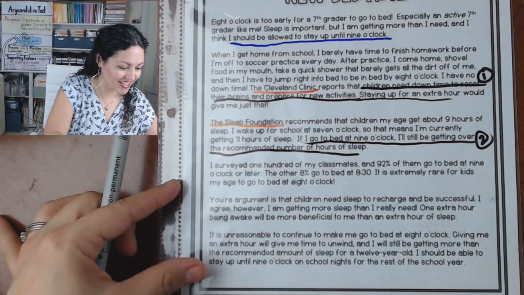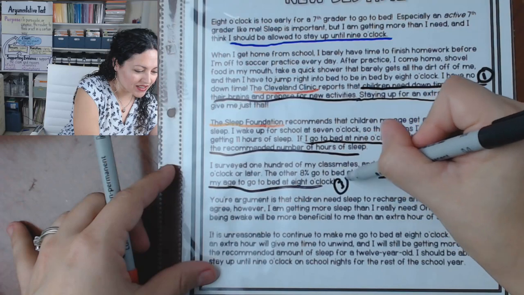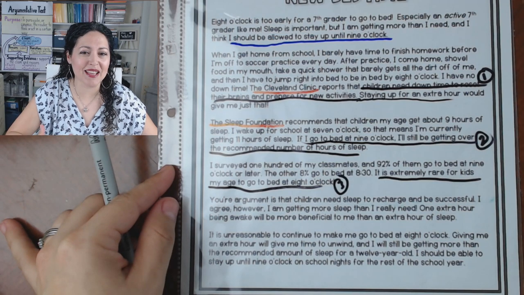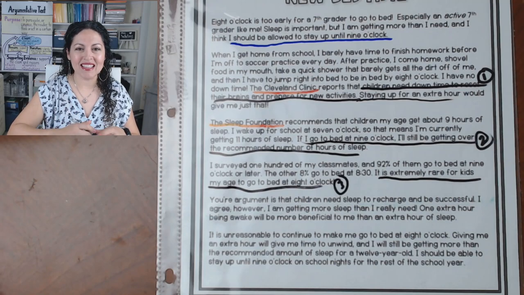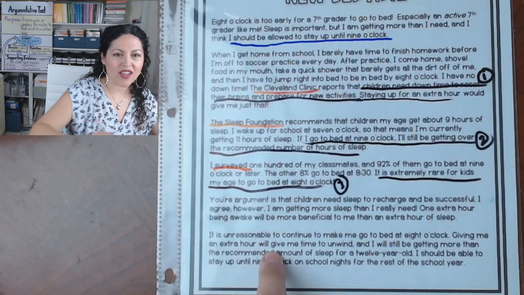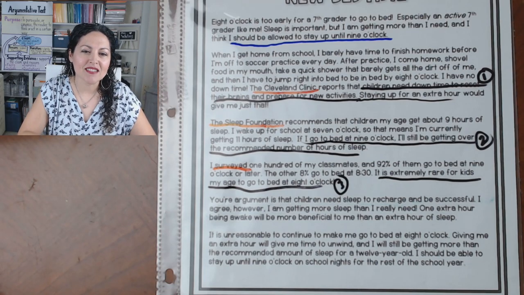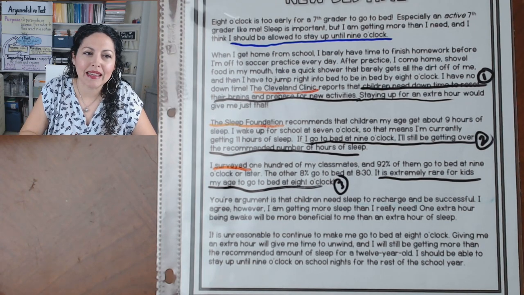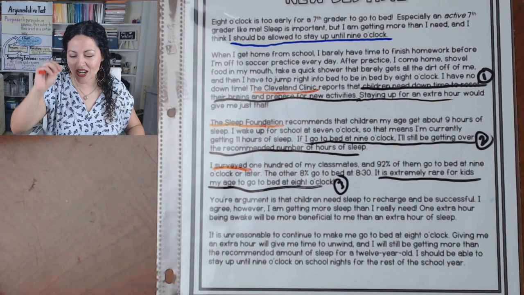Did you catch it? There it is. It is extremely rare for kids my age to go to bed at 8 o'clock. Now, in my opinion, this is maybe not the strongest reason, but it is a reason that he's using. And he is using some supporting evidence in the form of what? A survey. It says he surveyed 100 of his classmates. So he's not just taking this stuff out from nowhere. He's actually going in and getting some factual information to prove his point. So there are his three reasons.